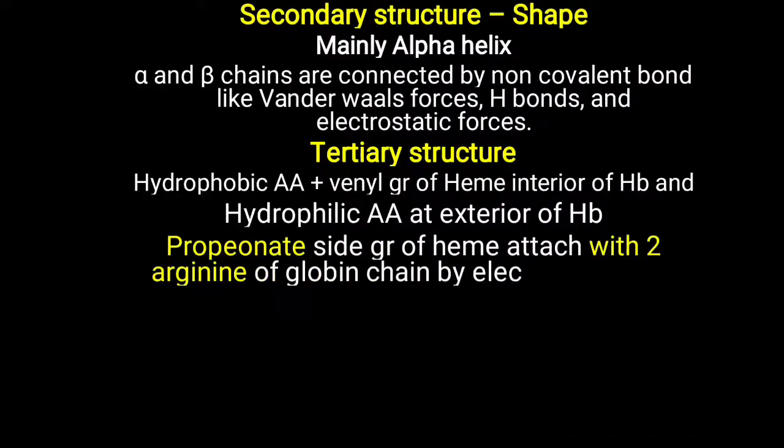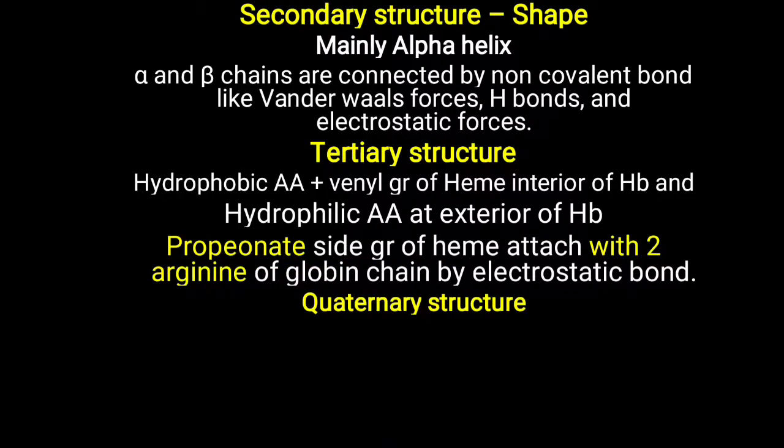Now, a further detail of hemoglobin that you have to remember: propionate side chains are present on the heme residue. These 2 propionate side chains are attached to 2 arginine amino acids of the globin chain with the help of electrostatic bonds, and that makes the attachment of the heme plus globin chain. So you have to remember, iron is attached to the histidine, but the heme residue, with the help of propionate, is attached to the arginine amino acids.